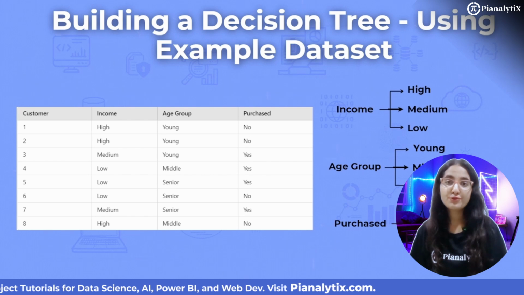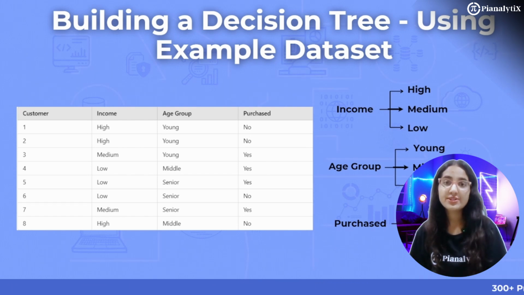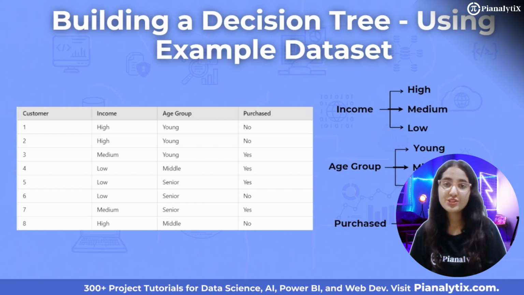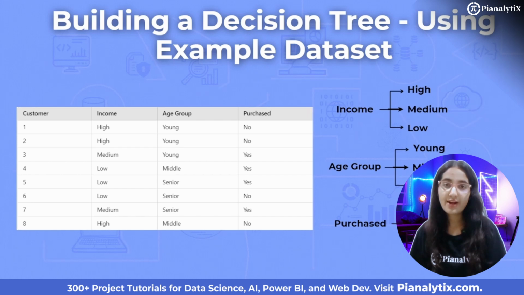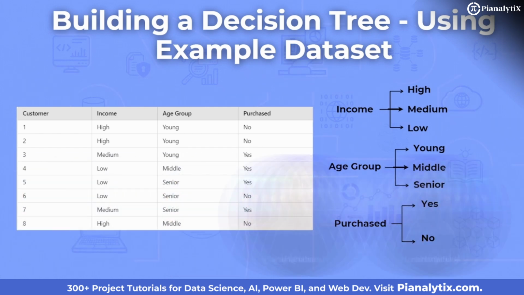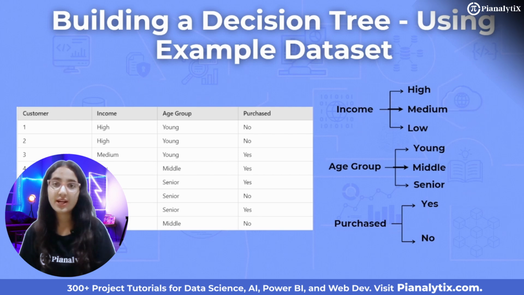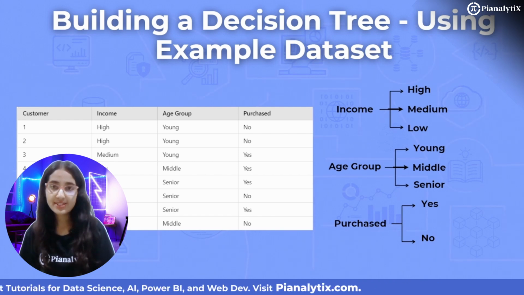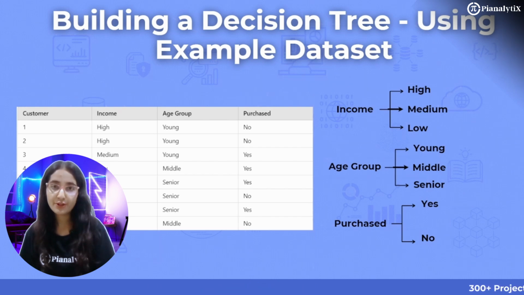Now, moving forward to make this more practical, I have created a small manageable dataset and will calculate everything step by step. Consider a small data set of customers with features like income, age, and whether they purchase a product, that will be our target label. Income has three categories: high, medium, low. Age group has three categories: young, middle, and senior. Purchase is the target class that has values of yes and no.